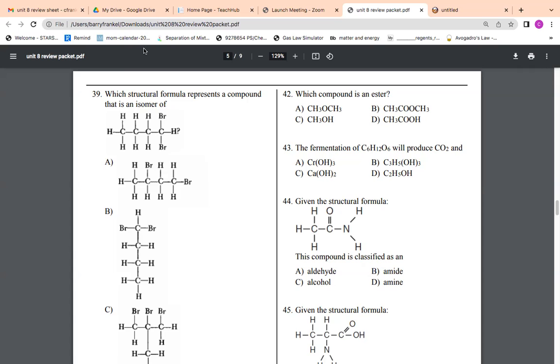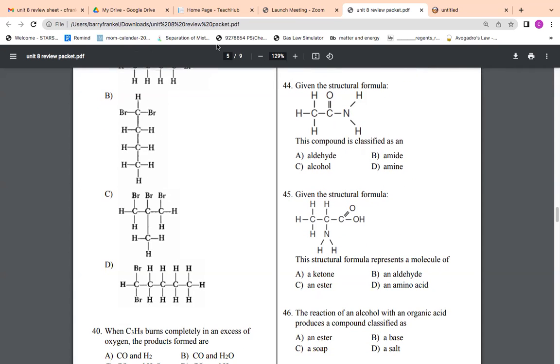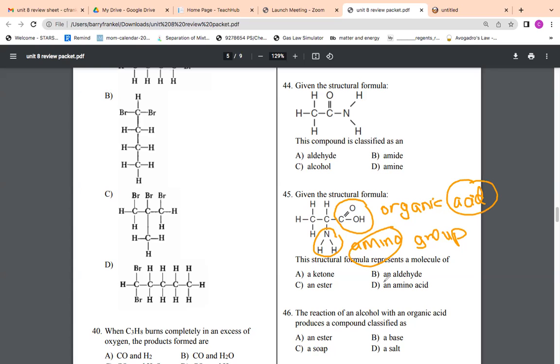Okay. Number 45, this is something I mentioned in class. Okay, wasn't in the notes, but I did mention it out loud. All right, so this structural formula represents a molecule of what? I can see right here, I have an organic acid group or a carboxyl group. And right here, I have an amino group. What do you get when you have a molecule with an amino group and an organic acid? Well, you get an amino acid. Amino acid has to have both functional groups. And these are monomers of proteins. You put a bunch of amino acids together, link them through polymerization, and you make a protein.